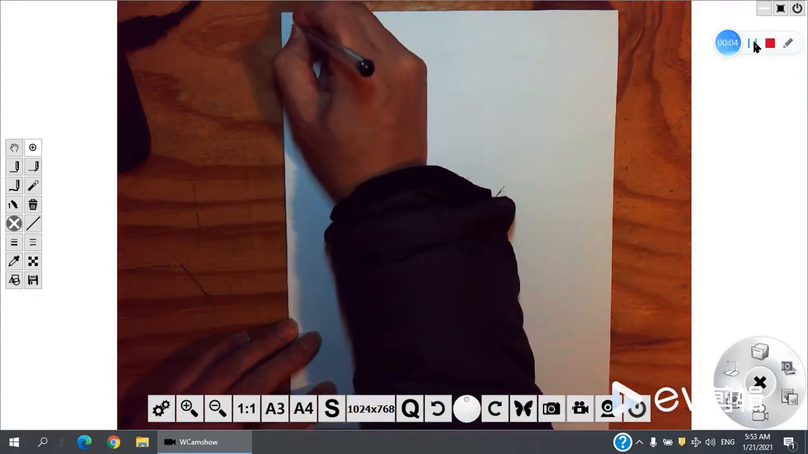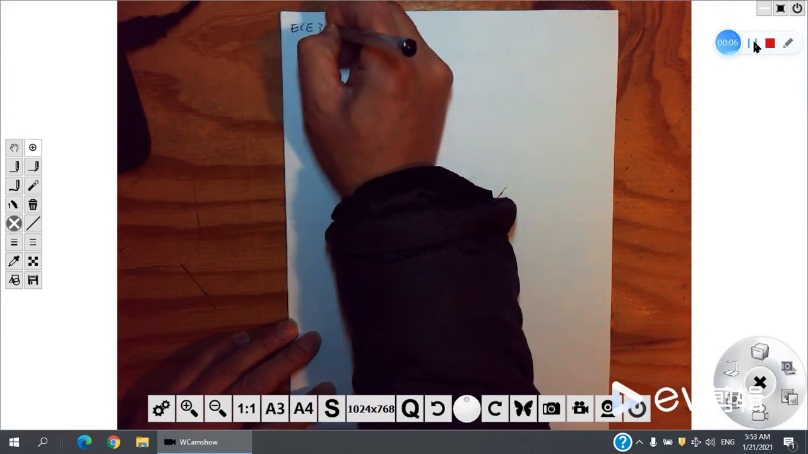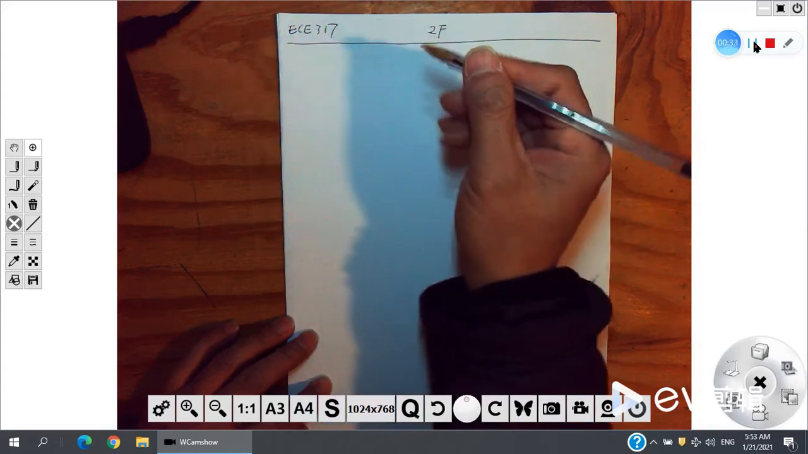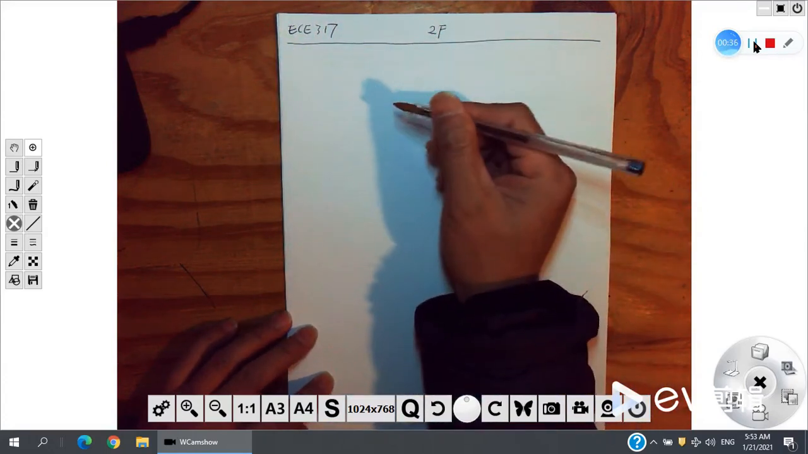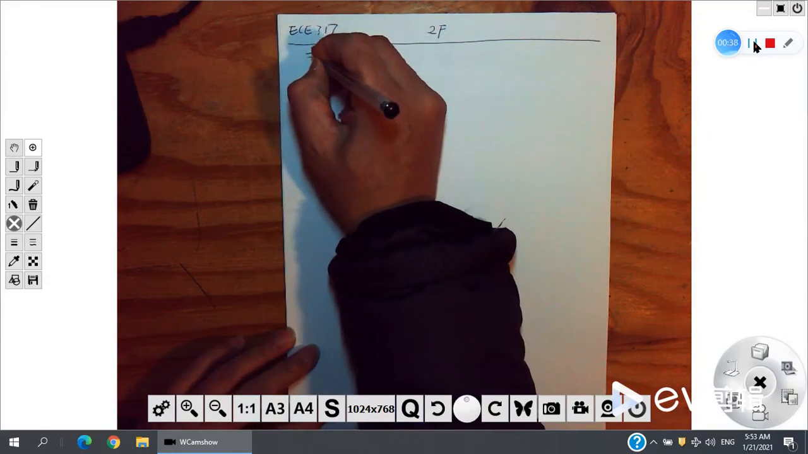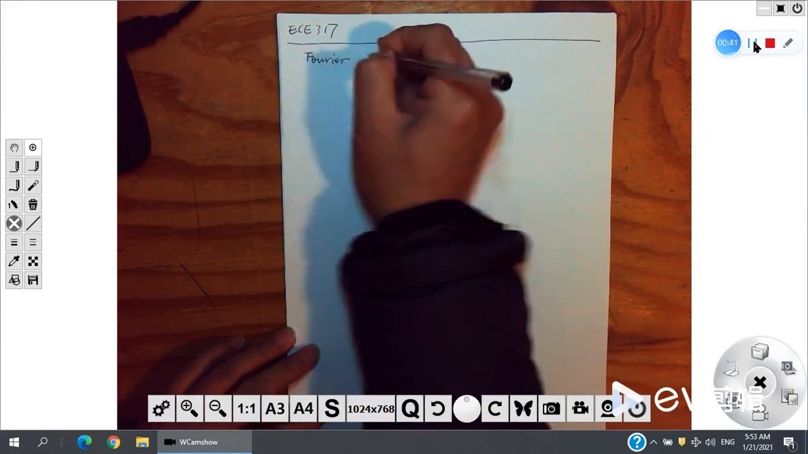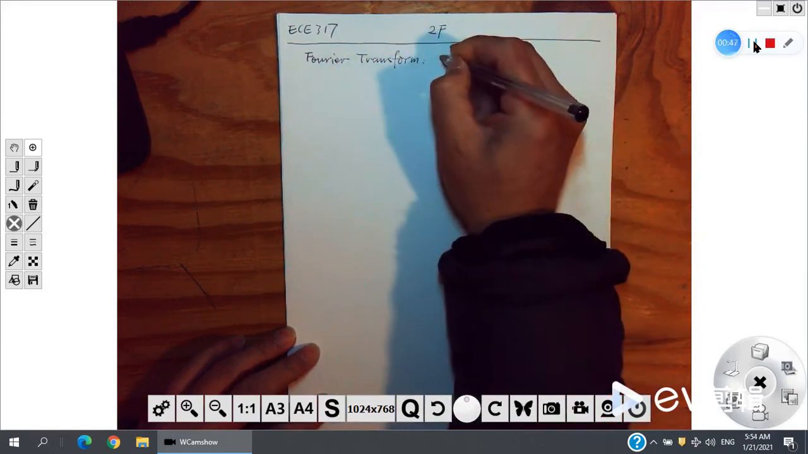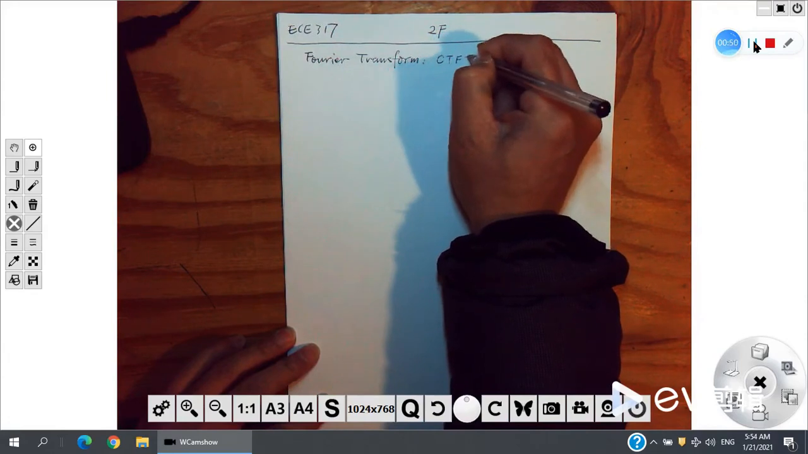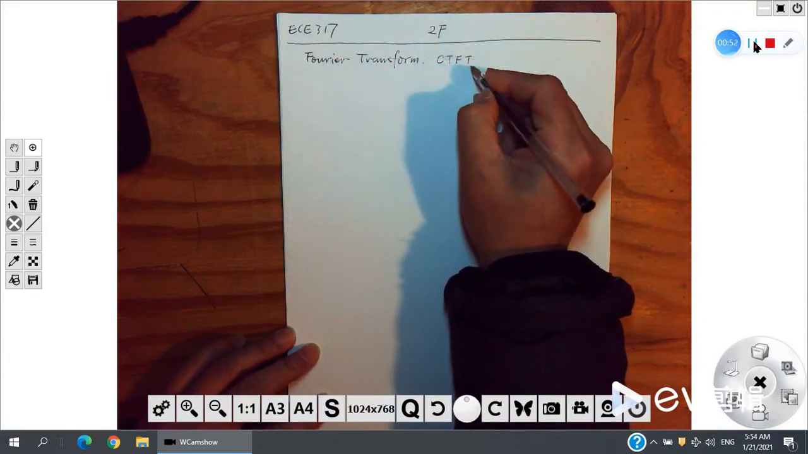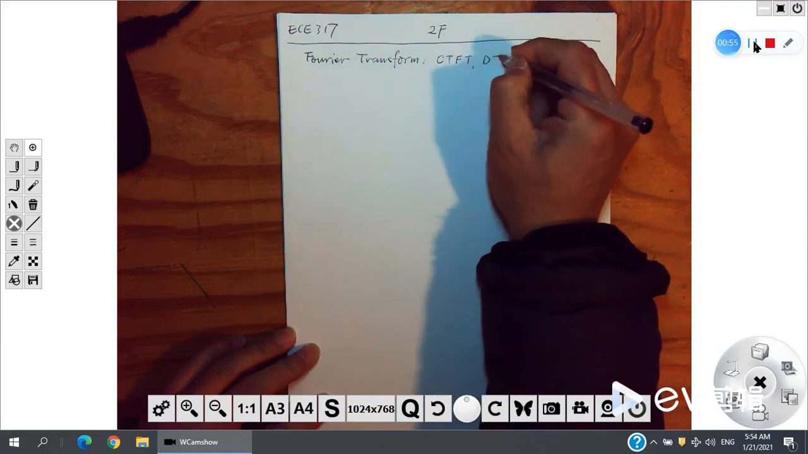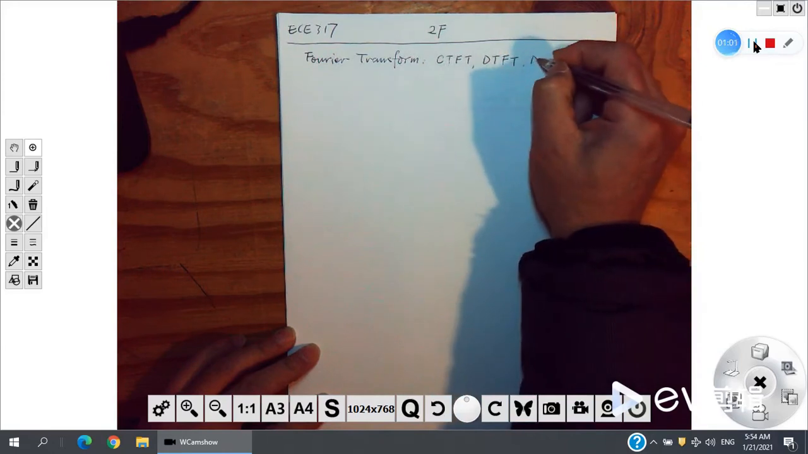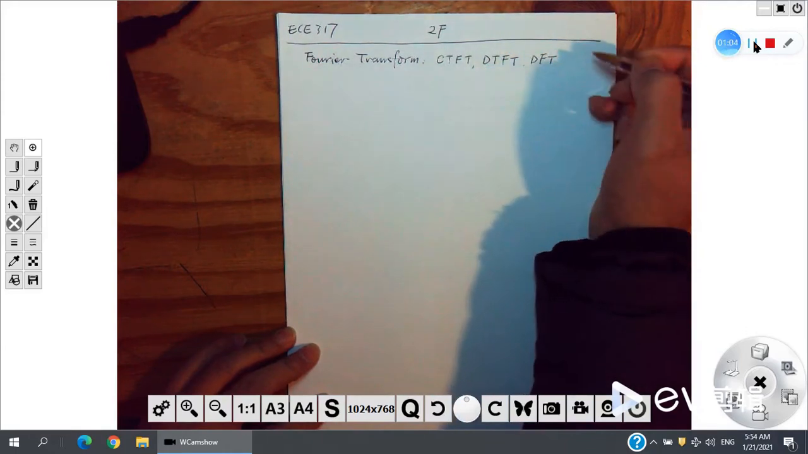Okay, ECE317. This is the second week Friday's class. Last time we have studied this different kind of Fourier transform, right? So we have three kinds of Fourier transform. CTFT is the continuous time Fourier transform, and DTFT is the discrete time Fourier transform, and then DFT, just the discrete Fourier transform.